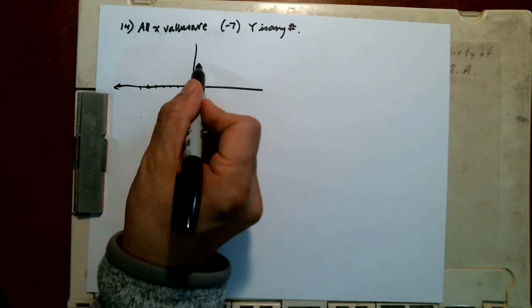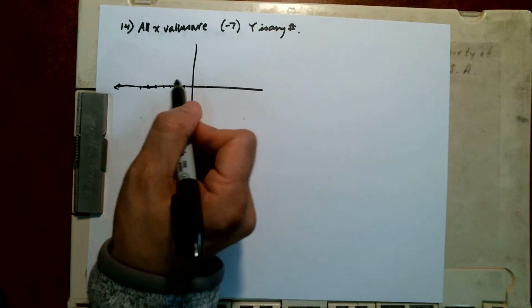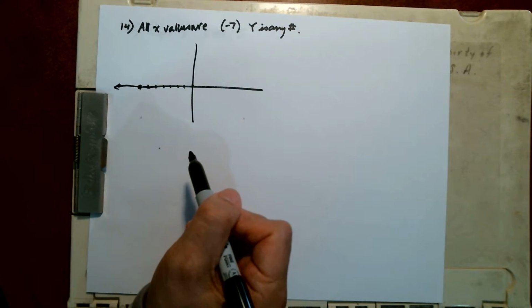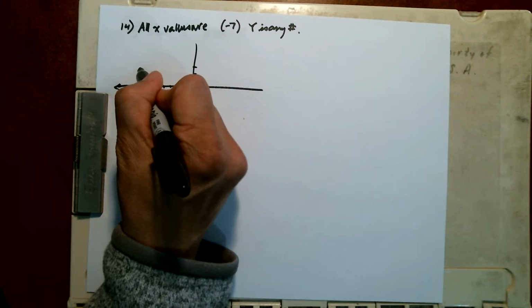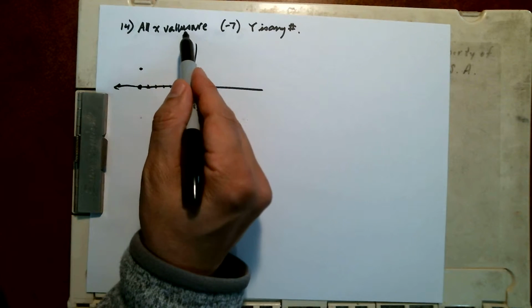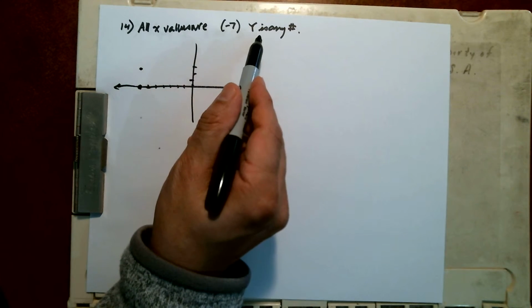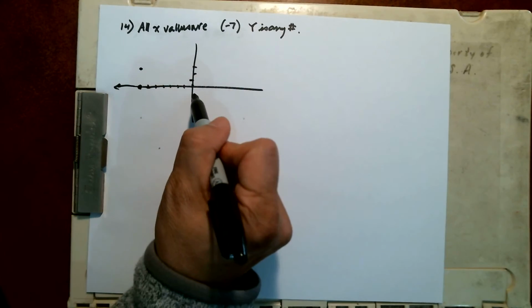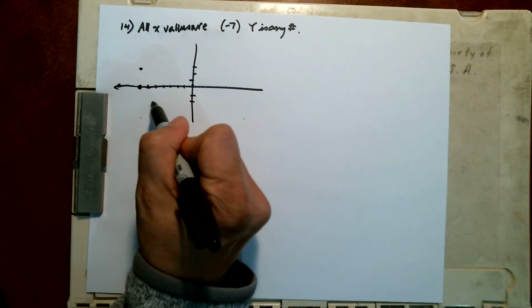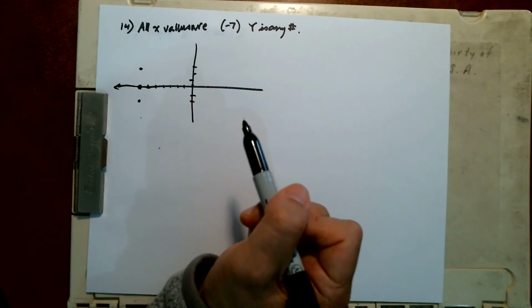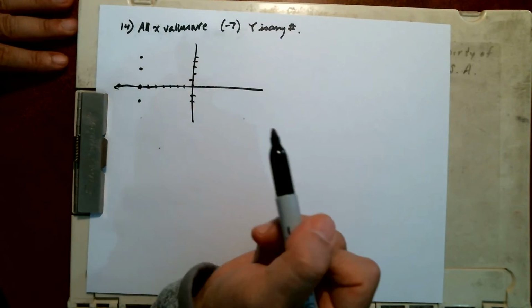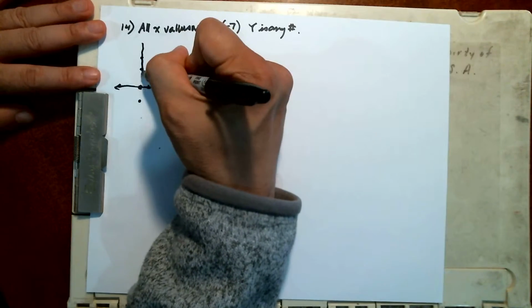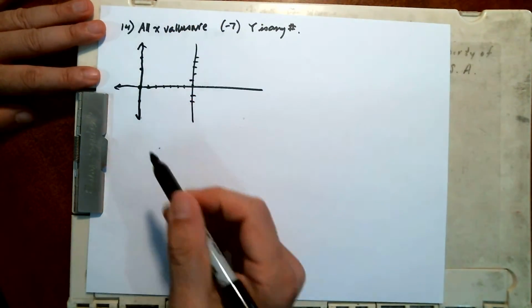And my y value is any number. So let's say it's 0. My x value is negative 7 right there. Let's say my y value is 3. My x value is still negative 7. All values of x are negative 7. My y value is any number. Let's say my y value is negative 2. My x value is still negative 7. Y value is 5. Still negative 7. There's the equation of that line.